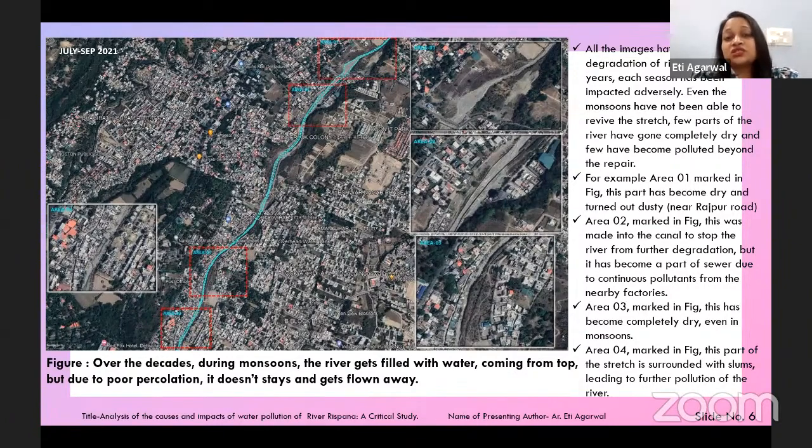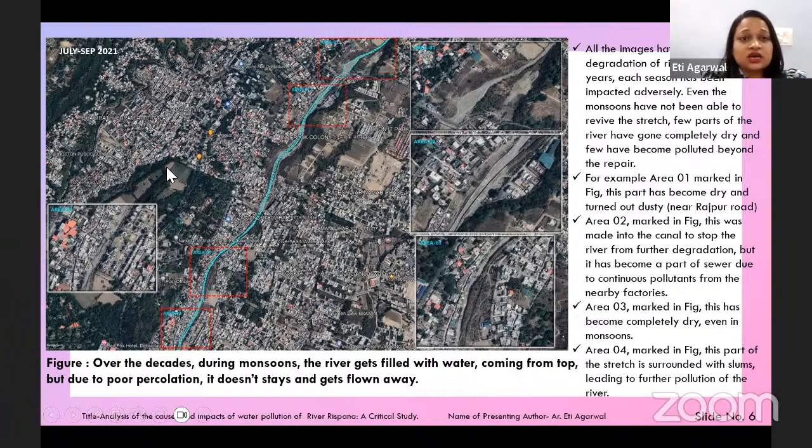If anyone has visited Dehradun, then they must know that Rajpur Road is one of the very posh areas, a main road that runs through the city and is very well known to people. The area two marked was actually a canal, but now the water has stopped flowing and it has become almost a sewer line. If you look towards both sides, small slum areas have developed. I have taken pictures directly from there also. I'll show them later on. And this area three marked has again become completely dry and water flows during the monsoons only. Area four is a stretch completely surrounded by slums.